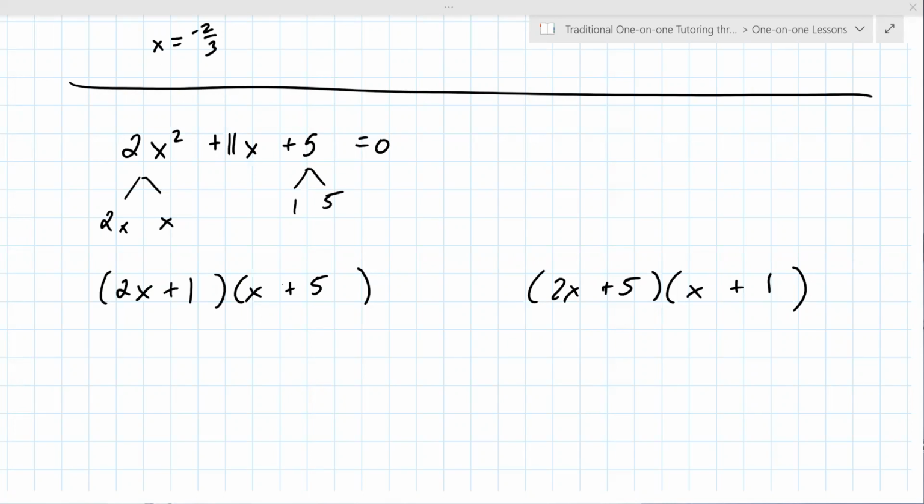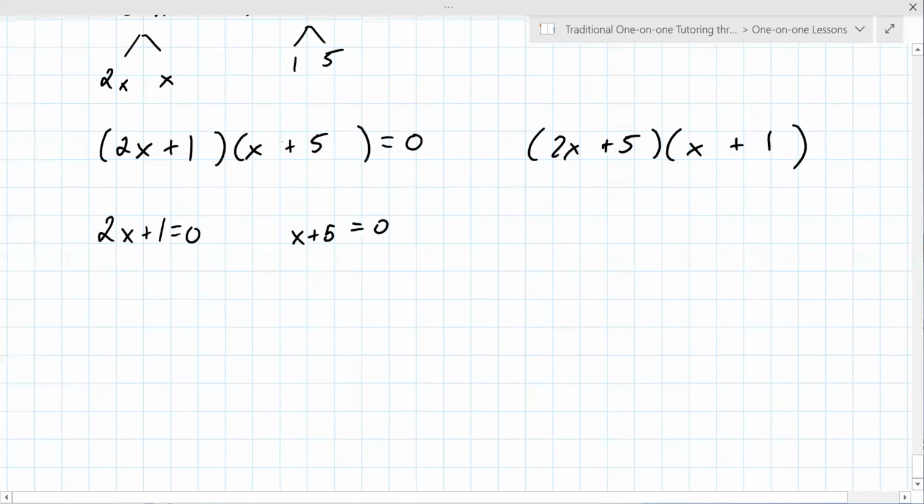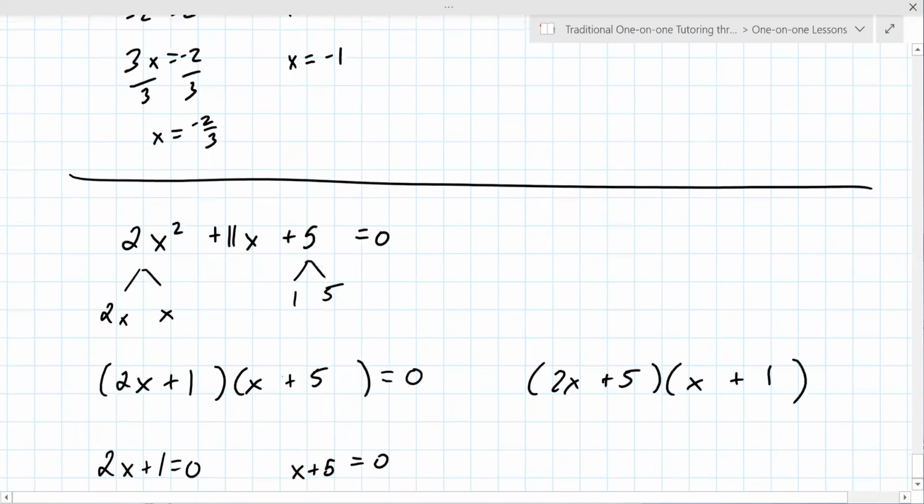Okay, I think it's the first one. Yeah, it is the first one. So you set it equal to 0. And then you set each of these equal to 0. So set both of them to 0. Yes, just like in the last problem. The last problem we set each of these equal to 0. All right. So here you're going to set each of them equal to 0.